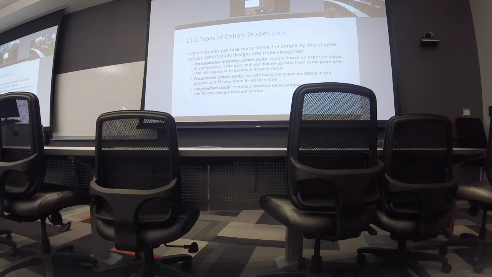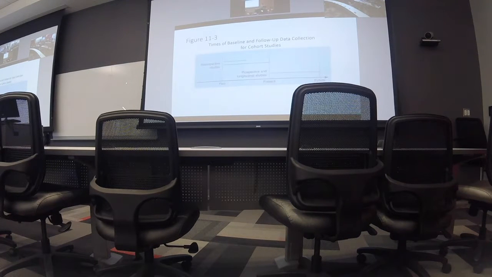So one of the main things that I want you guys to take away from this is when you hear cohort study, it's essentially an observational study that you're doing. And there are three different designs that you can do when you're doing cohort studies. This is just a basic timeline for the different kinds of cohort study. So you have retrospective study, prospective, and longitudinal study.